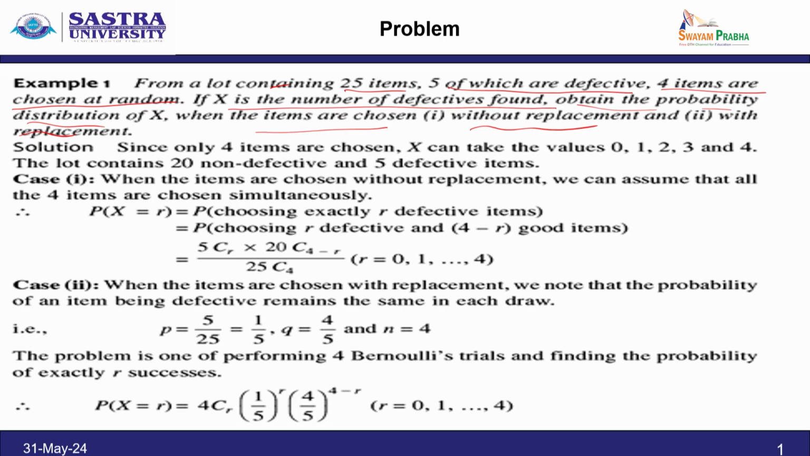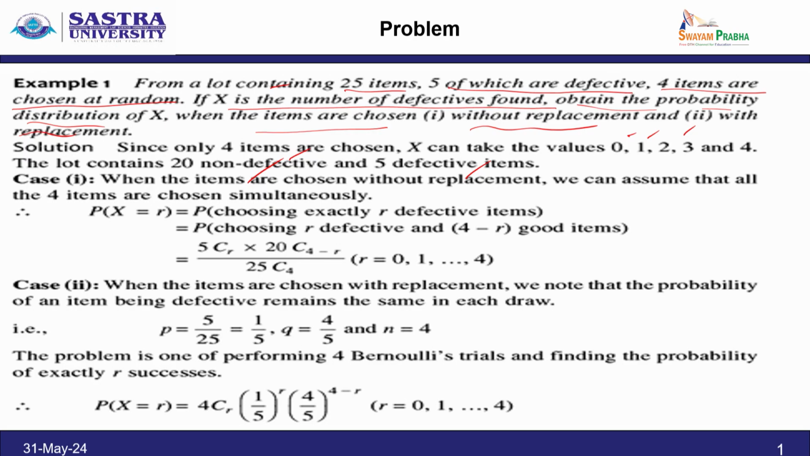So, here we are having 4 items and then x can take the values 0, 1, 2, 3 and 4. The lot contains 20 non-defective and 5 defective items. So, we have 2 cases, one is with replacement and the other without replacement. Let us start with without replacement. When the items are chosen without replacement, we can assume that all 4 items are chosen simultaneously.